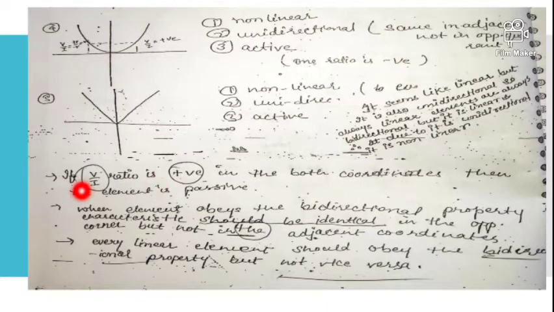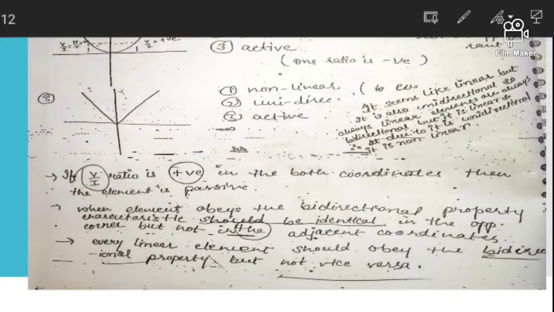Now if the voltage divided by current ratio is positive in both the coordinates, then the element is called a passive element. And when the element obeys the bidirectional property, the characteristic should be identical in the opposite corner, but not the positive adjacent coordinate. So every linear element should obey the bidirectional property, but not vice versa.